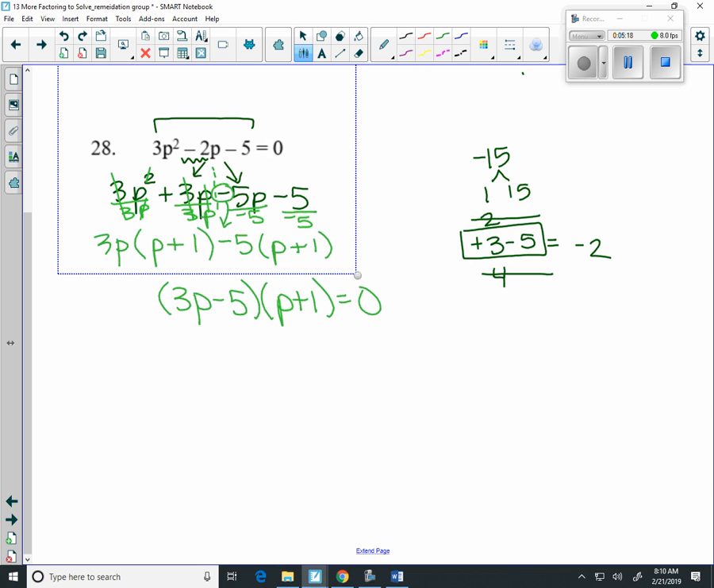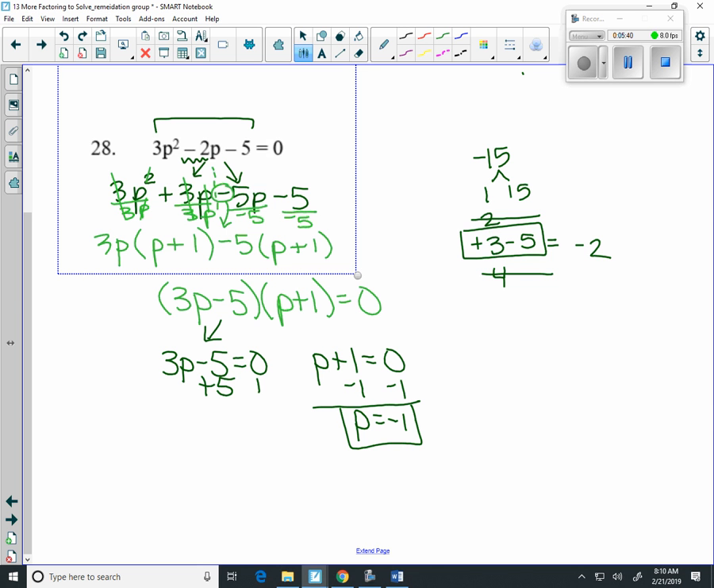And now to get our variable all by itself, there's our factor form. Now we're going to set each of these equal to 0. I'm going to do the easy one first. I'm going to subtract that 1 over and get p equals negative 1. Then I'm going to add my 5. And divide by 3. Now remember, when you check that on Desmos, you're going to get a decimal there. Just do 5 divided by 3 and make sure your decimal is the same as 5/3.